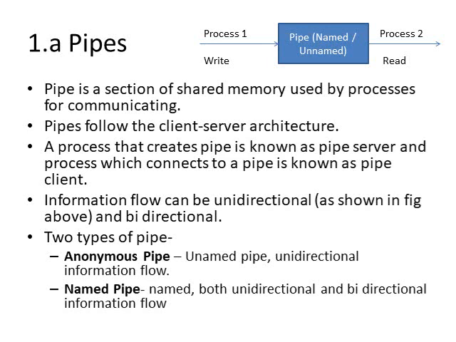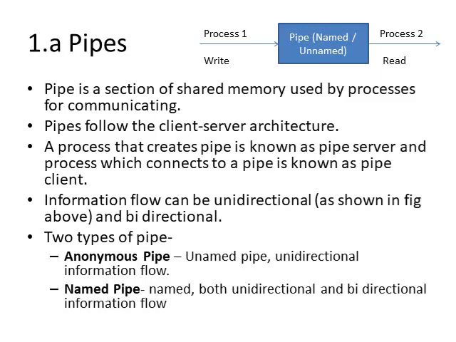Here it follows a client and server architecture, wherein the process that has created the pipe is known as the pipe server, and the process that needs to access or connect to the pipe is known as the pipe client. Information flow can be through the pipe or to the pipe. The information flow can be unidirectional or bidirectional. In the figure shown above, you'll see a unidirectional flow kind of pipe, wherein process 1 wants to access a pipe.